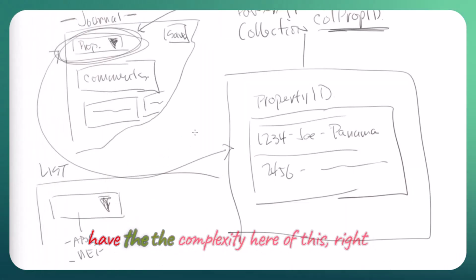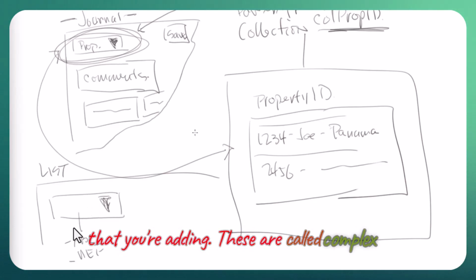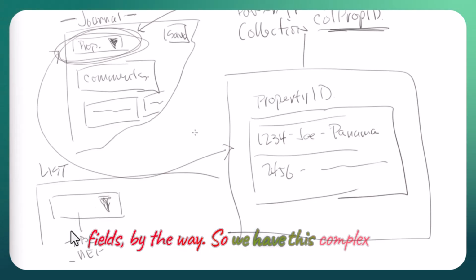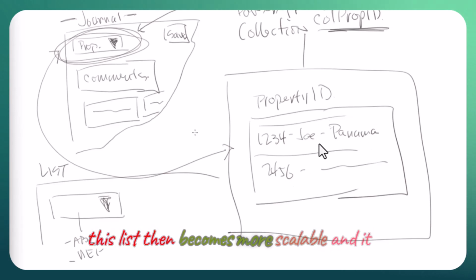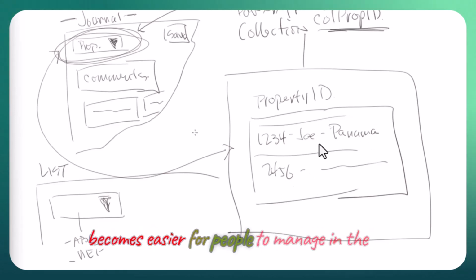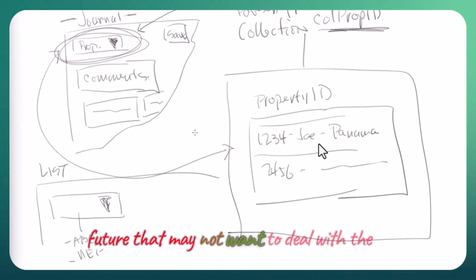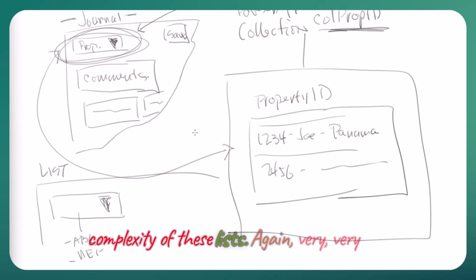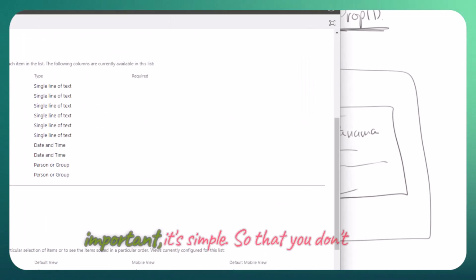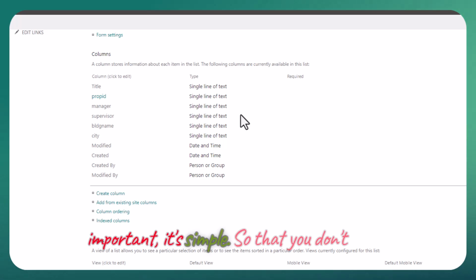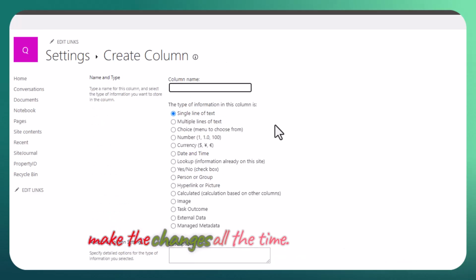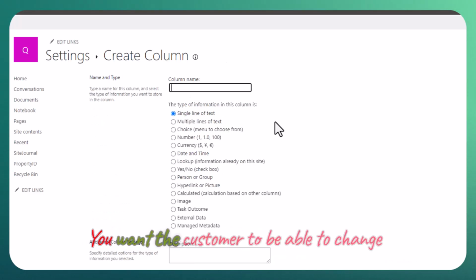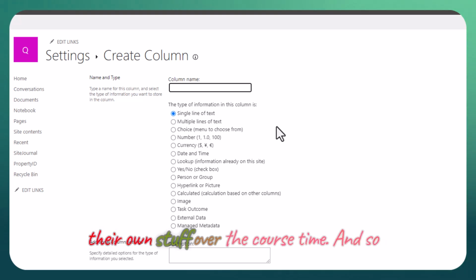So we have the complexity here that you're adding. These are called complex fields, by the way. We've just done it in a second list. And this list then becomes more scalable, and it becomes easier for people to manage in the future that may not want to deal with the complexity of these lists. Again, very, very important: keep it simple so that they don't have to depend on you to make the changes all the time. You want the customer to be able to change their own stuff over the course of time.